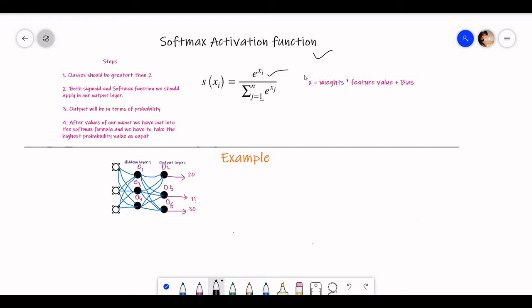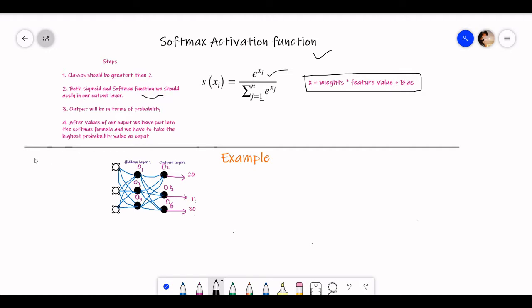So here x is nothing but weights into feature plus bias. We have to use this formula whenever we have more than two outputs. So I have written some small steps over here. Classes should be greater than 2 in our classification problem. Both sigmoid and softmax function we should apply in our output layer.